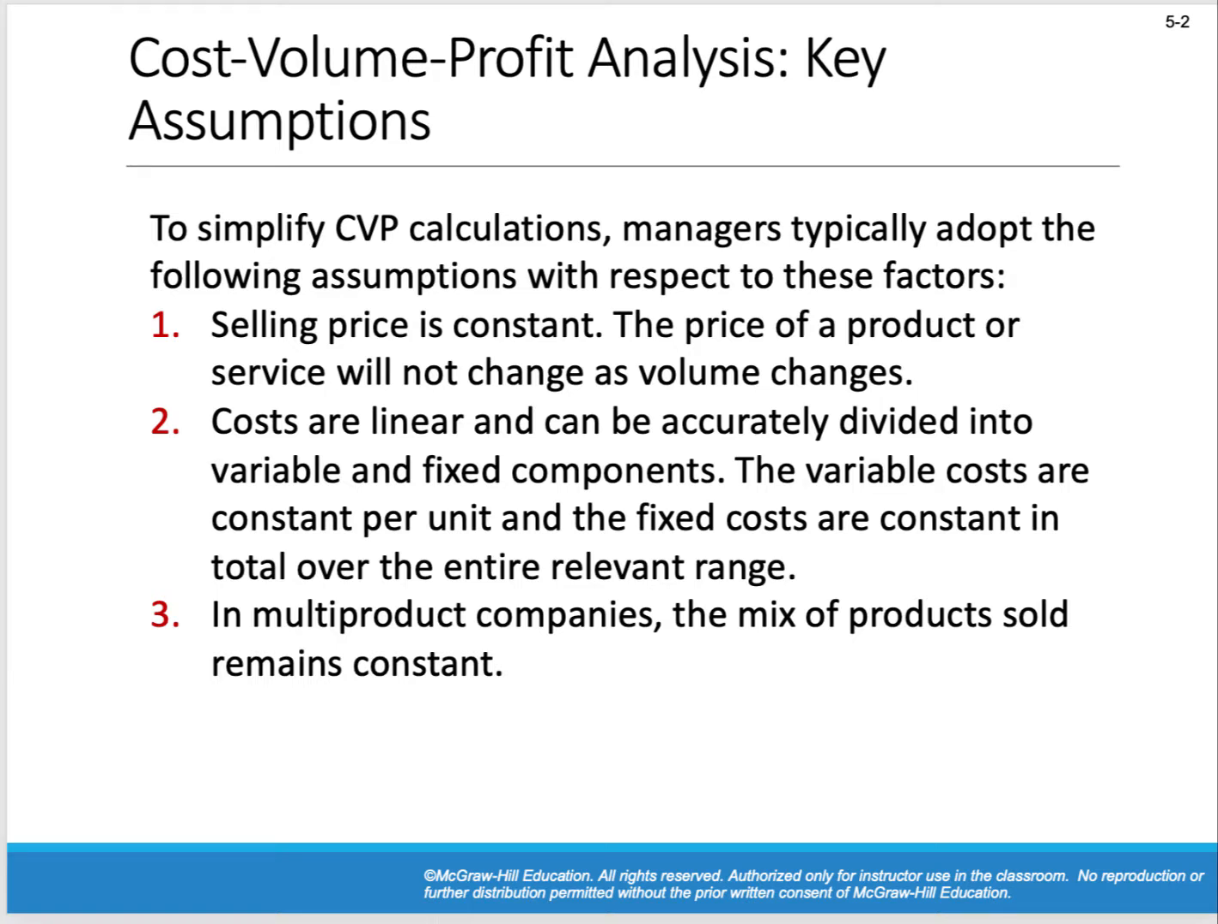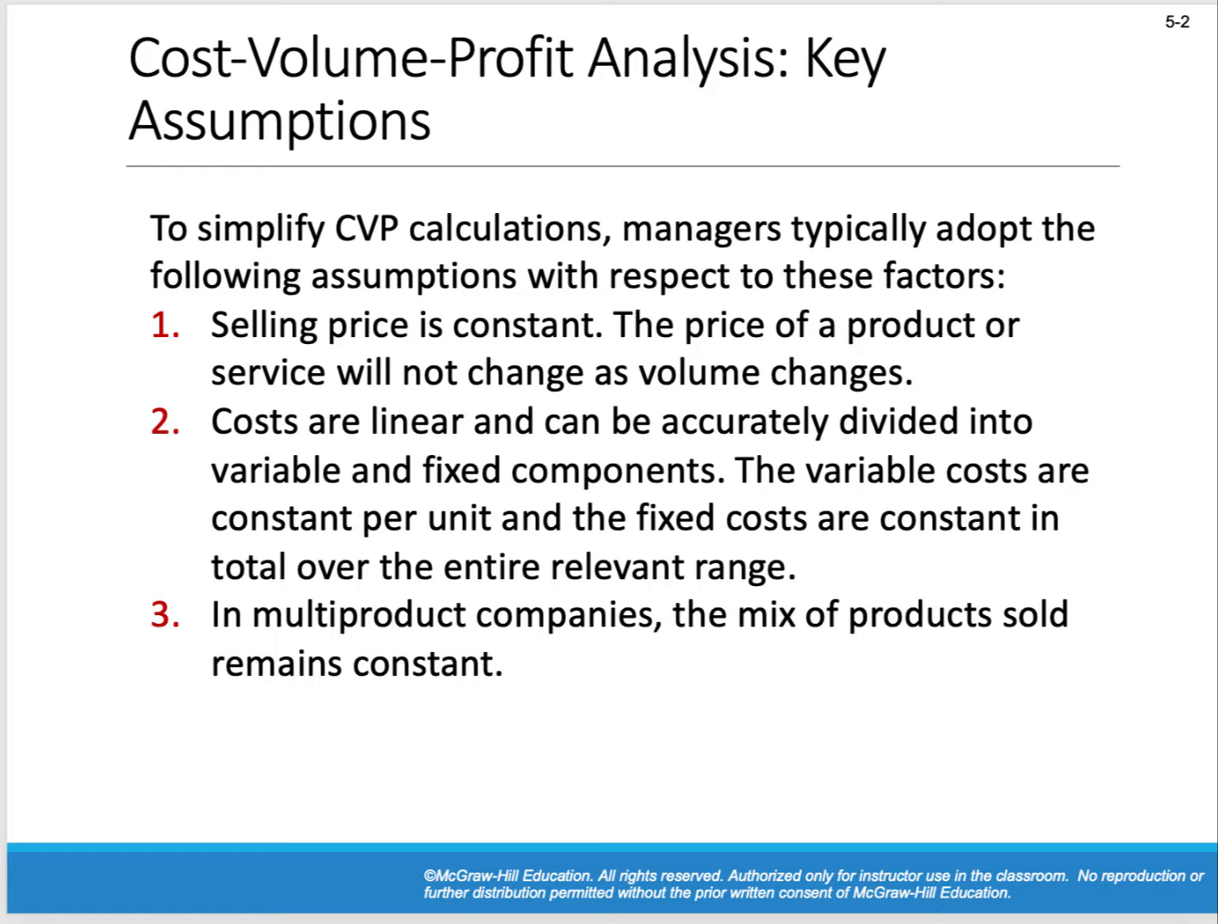Okay. So before we jump right into CVP analysis, we need to really understand and keep in our minds that there's actually three key assumptions that underlie our CVP analysis. The first key assumption is that our selling price should remain constant, okay? And what that means is the price of a product or a service is not going to change.